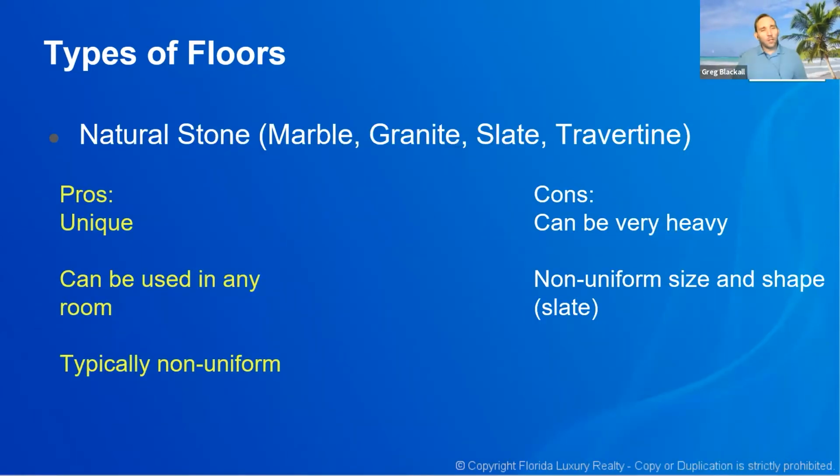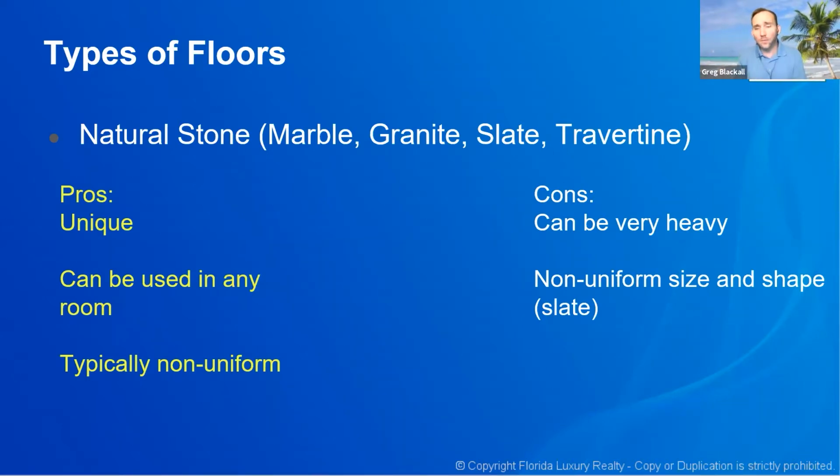Now, the next one we're going to talk about is natural stone. So this is going to be your marble, your granite, your slate, your travertine, okay? And I'm kind of putting all the natural stone together because honestly, I could do a class on each of these. Some of the pros are they're very unique. They can be used in any room, and they're typically non-uniform. So you're not going to get that, like, I've got 5 wood strips, and it's going to be those same 5 repeating throughout the room.